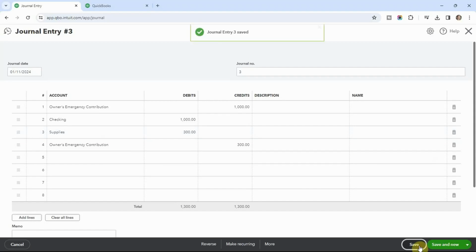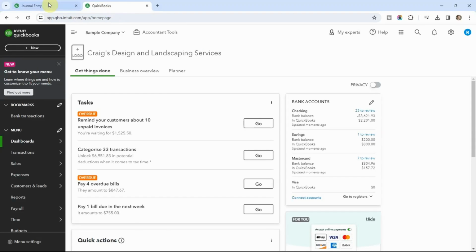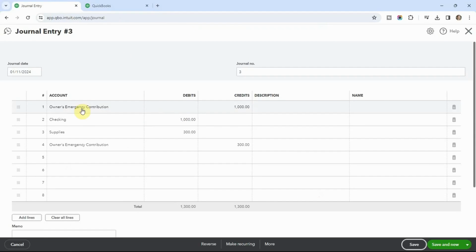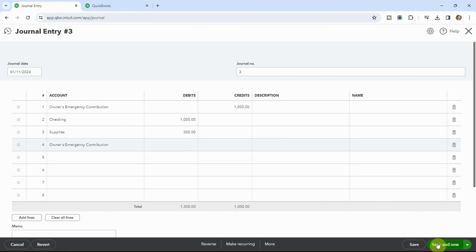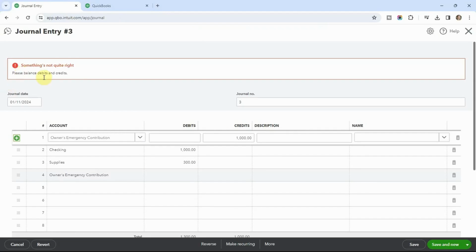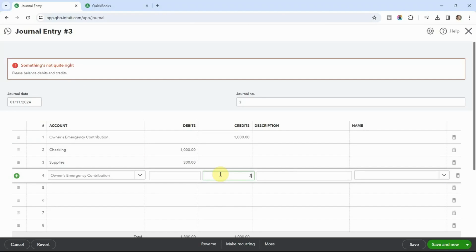So I'm just going to save this. I think I'll keep it open so we can come back and look at it. But you can see how those 2 different things are connected, and then these 2 are connected. So if you forgot to put that one in and you try to save it, it would say they're not in balance. You need to have something coming into debits and coming out of credits.